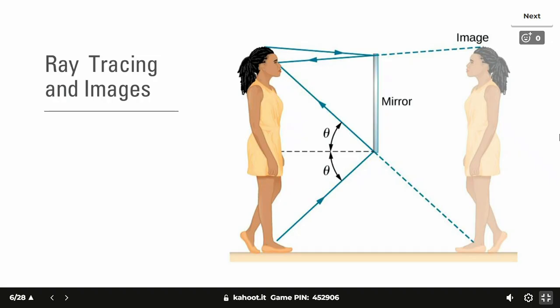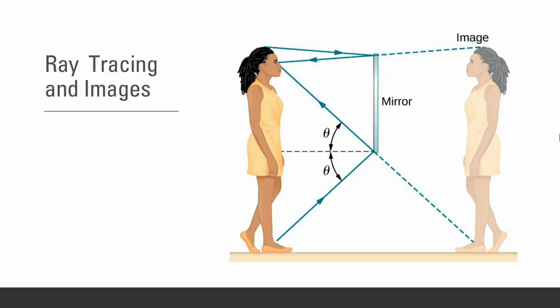The way that we see the effect of light interacting with a mirror or a lens is by looking at what image it produces. So if you look at this person looking into a mirror, if you draw a line going from the top of their head to the mirror and then back into their eye, that's how they can see themselves in the mirror.